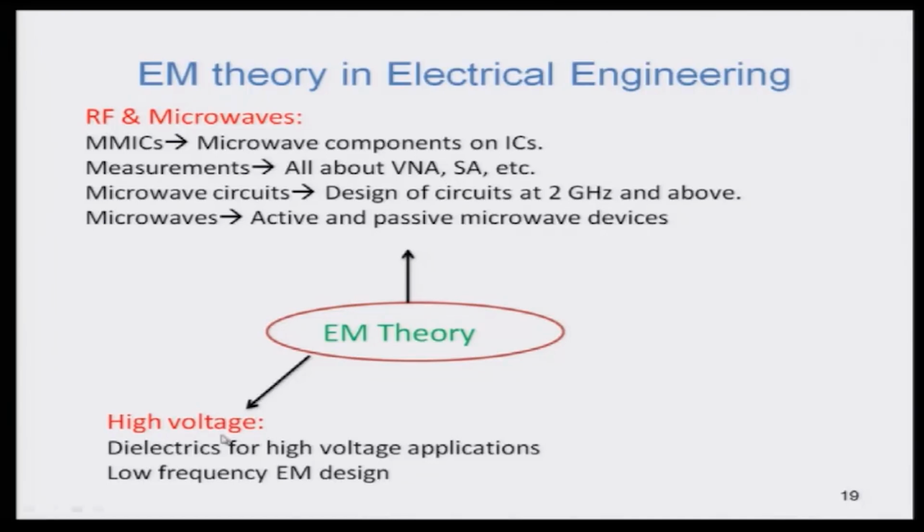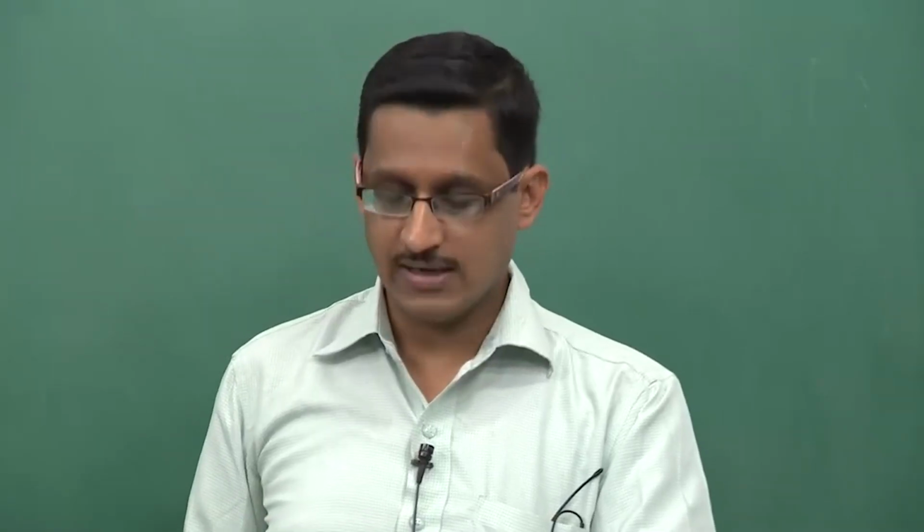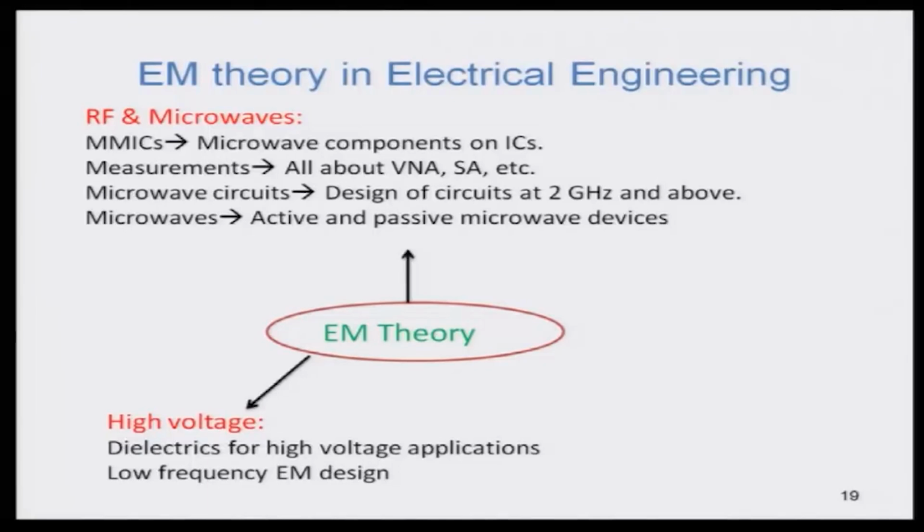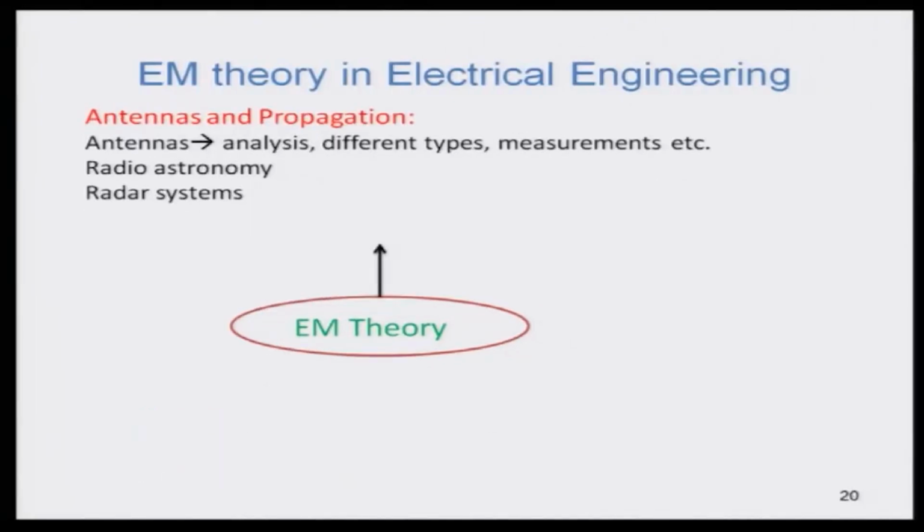One can also go to a different area altogether called high voltage, where the idea is to design dielectrics, we will study what dielectrics are later, for very high voltage applications. We are talking about kilovolts or tens of kilovolts of voltage there. Electromagnetic theory is also used in dynamos and generators, which is typically called low frequency electromagnetic design. It is also used in biological systems, sometimes called bioelectromagnetic phenomena. Finally, from an electrical engineering perspective, antennas are one of the major applications where we are going to require electromagnetic theory.